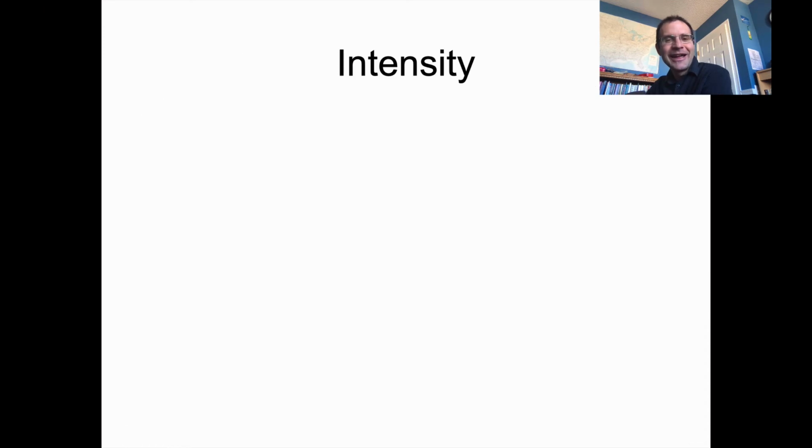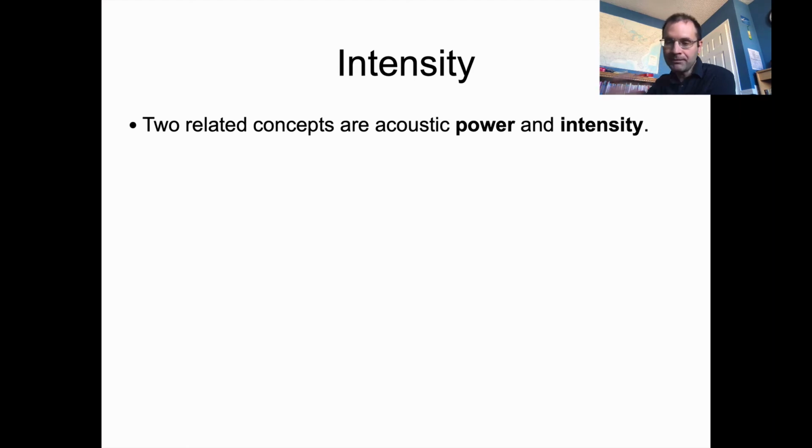All right, so that leads me on now. We've got two measures of loudness. One is peak amplitude, one is RMS amplitude. RMS amplitude is more suitable for complex waves. Peak amplitude is fine for sine waves. But there's also a measure called intensity. And this relates to a different measure called acoustic power as well.